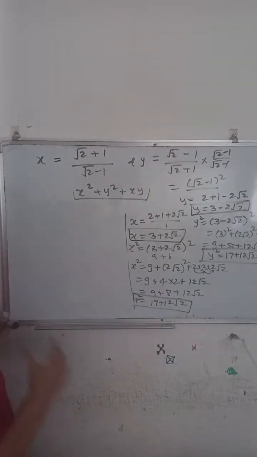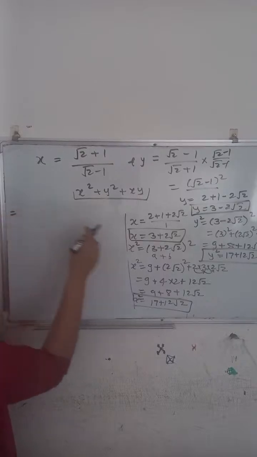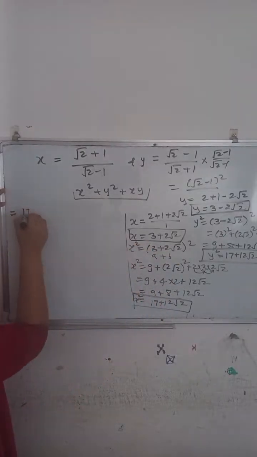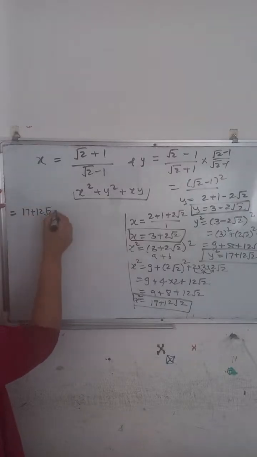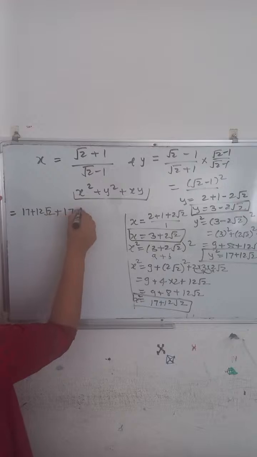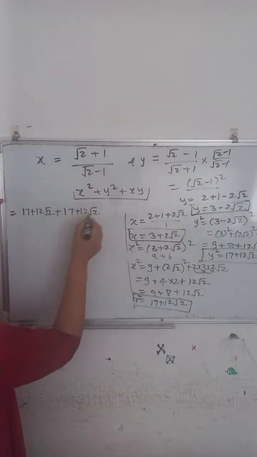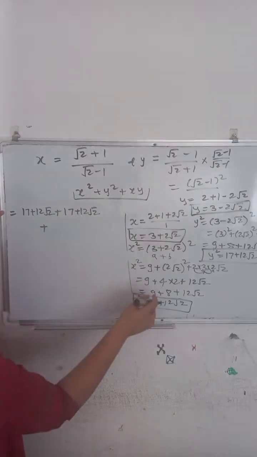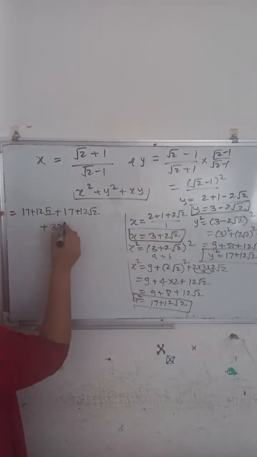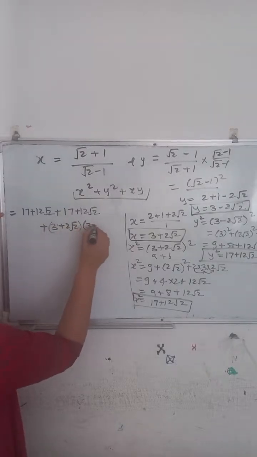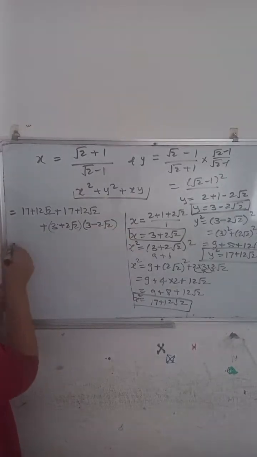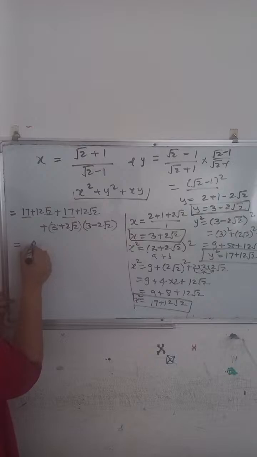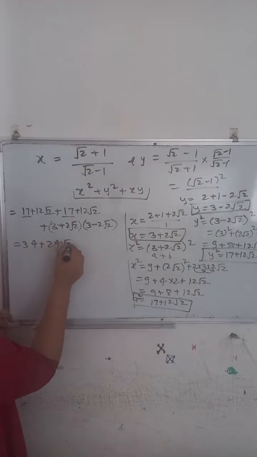Okay, except that part. So here I got x square. X square is nothing but how much? 17 plus 12 root 2, plus y square is nothing but 17 plus 12 root 2, and plus x into y. X we have how much? 3 plus 2 root 2. This is x, and what is y? 3 minus 2 root 2. Okay. So now 17 plus 17 is nothing but 34, plus 12 root 2 plus 12 root 2 is 24 root 2, plus this is a plus b, a minus b.